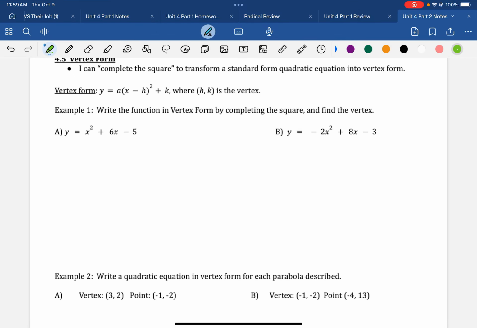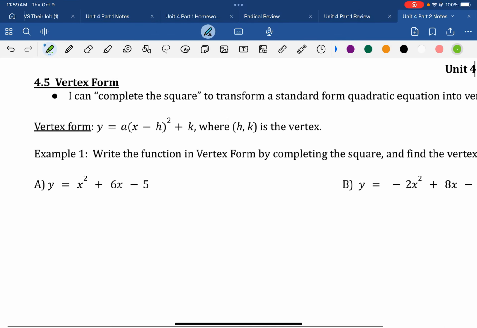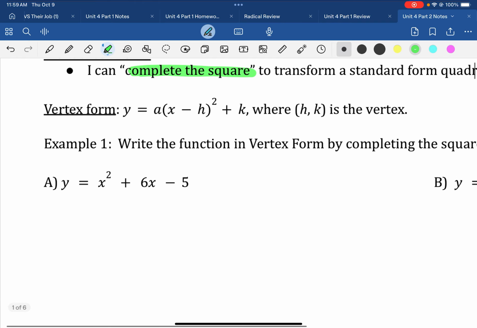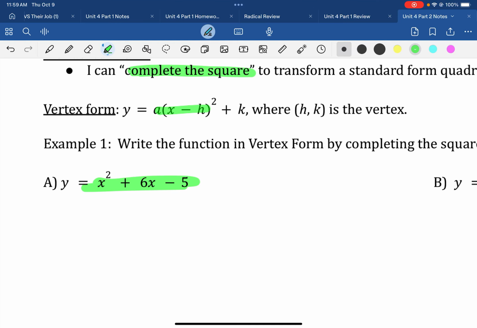All right, here we come, learning a little bit about vertex form, the goal being that you can use completing the square to change this into looking something like that. That's the goal. So the goal is to get this equation, and then by completing the square to get it to look like that, which we did in Unit 2.